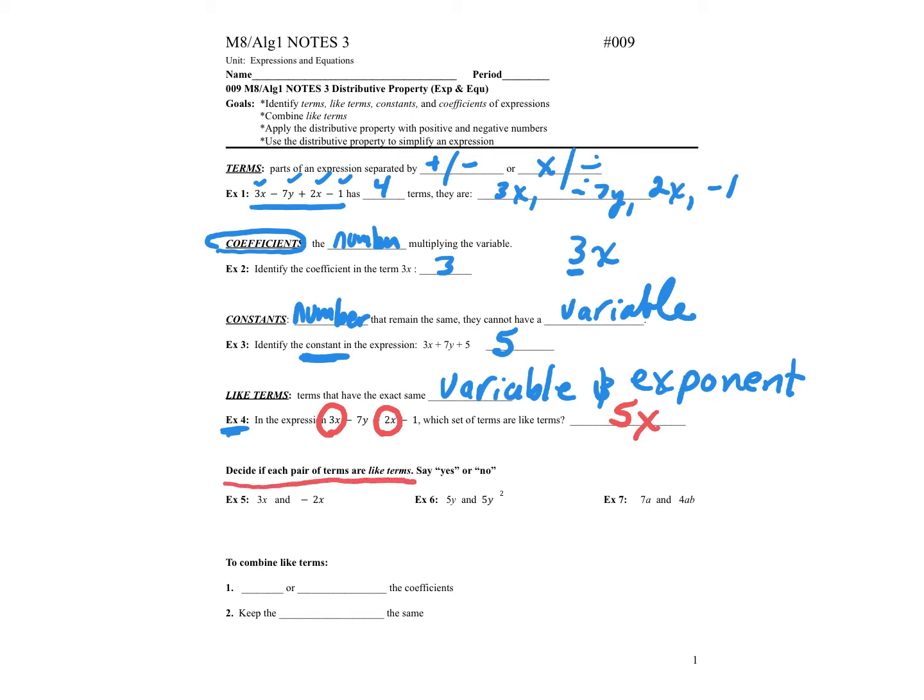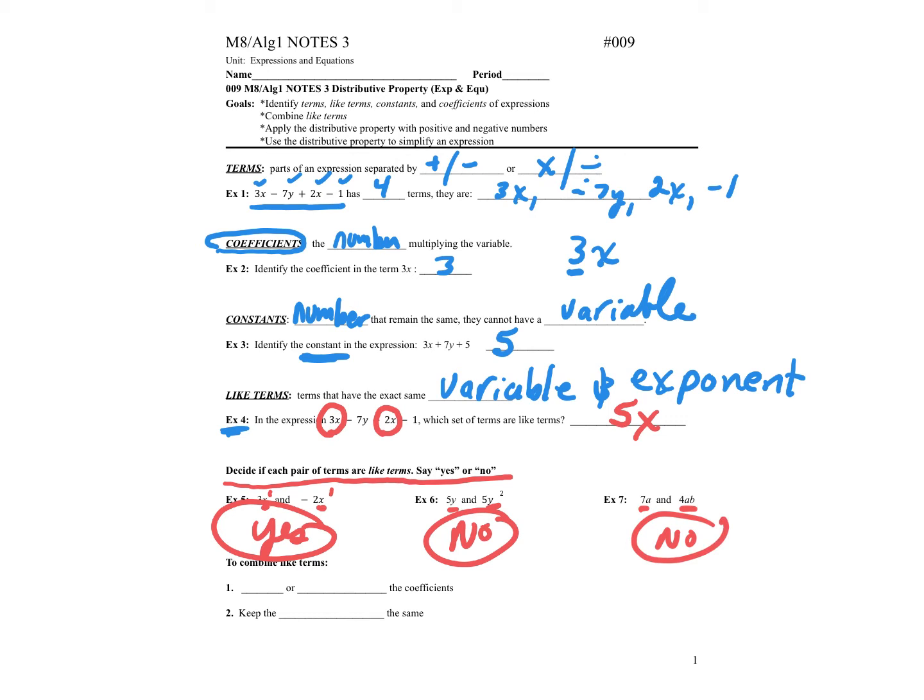Decide if each pair of terms is like terms, yes or no. So each x, and they're raised to the first power. So this is a yes. Here you have y and y squared, so they don't have the same exponent. That's a no. And then these do not have the same exact variable, so that's a no. So combine like terms. When you combine, you either add or subtract the coefficients and keep the variable the same.